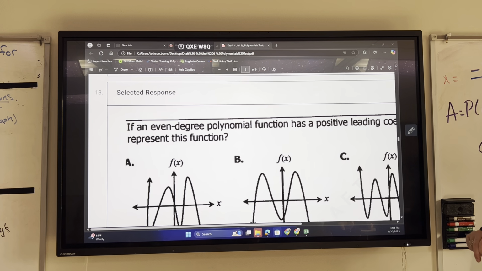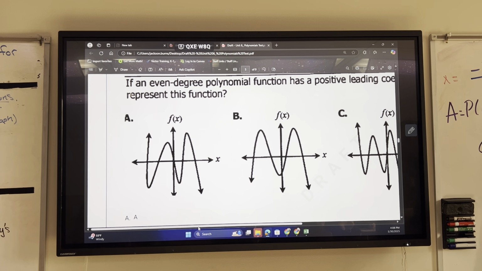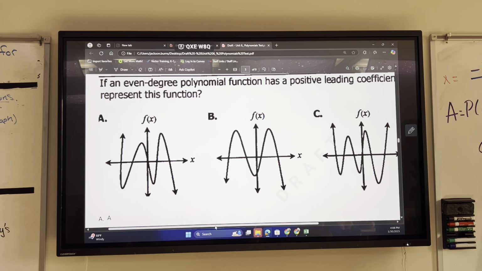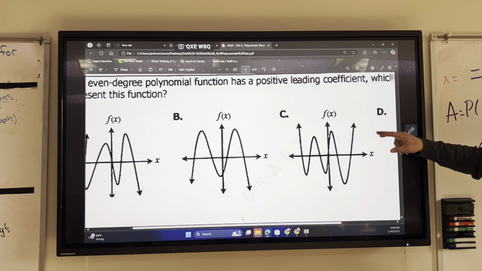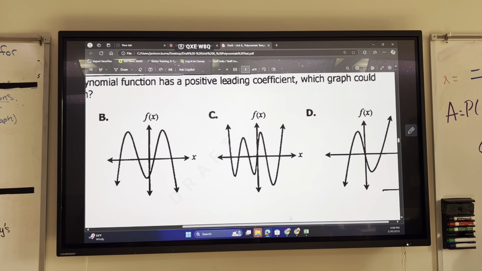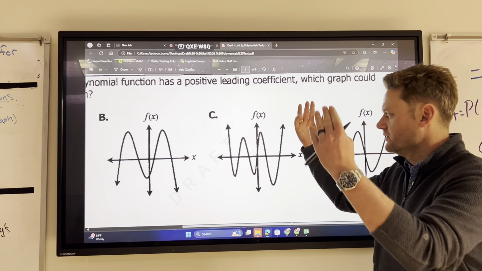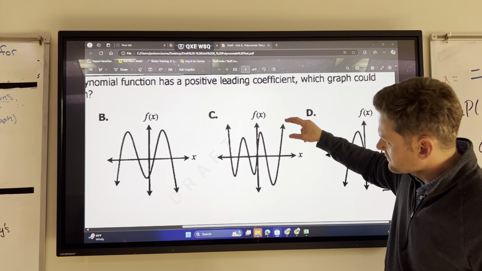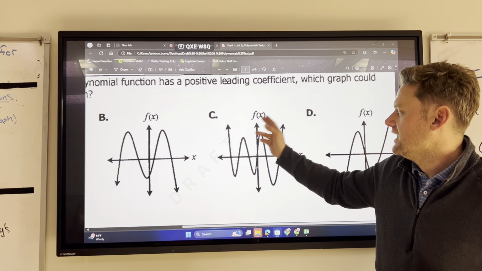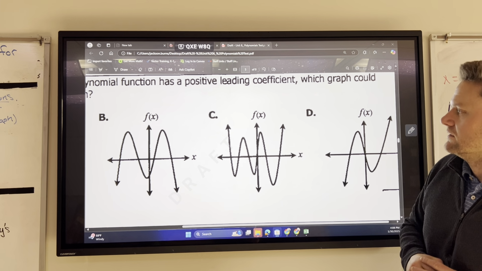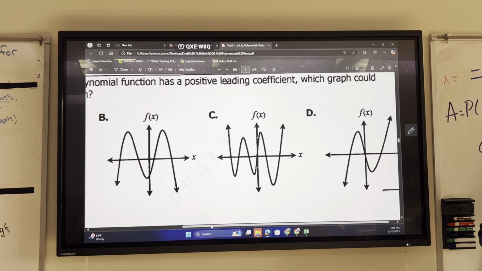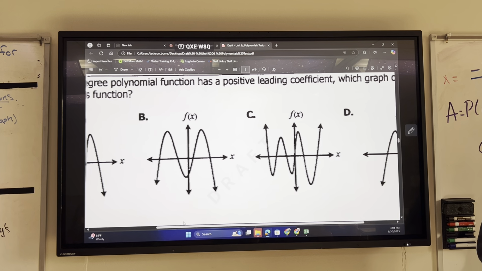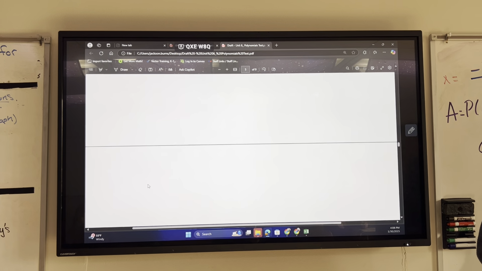All right, next one. All right, this one's easy. Even degree polynomial that has a positive leading coefficient. So I need a parabola that opens up. The only parabola that opens up is C over here, right? And they both end up, right? So it has the parabola end behavior and it opens upward. So the answer to that one is C. That one's on your review packet as well. All these that we're about to go through are on your review packet. So keep going.